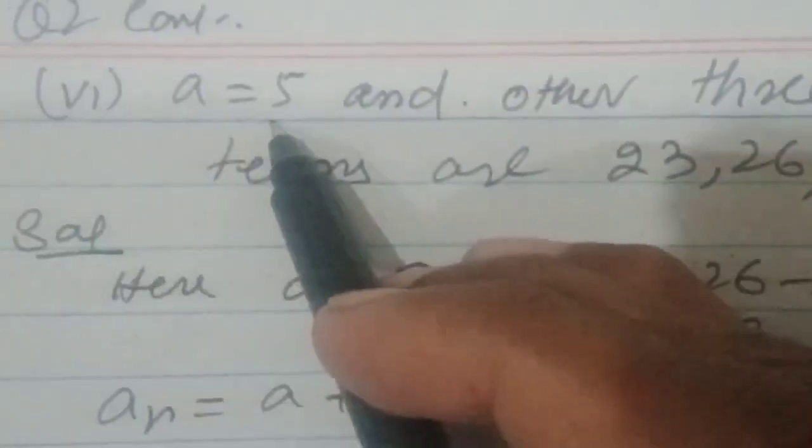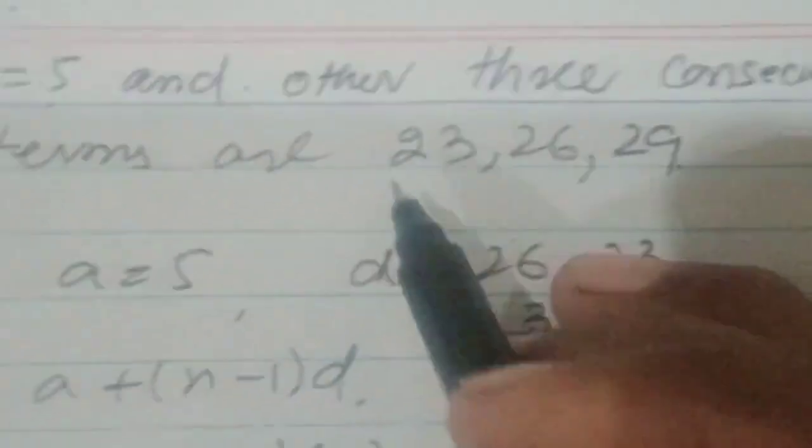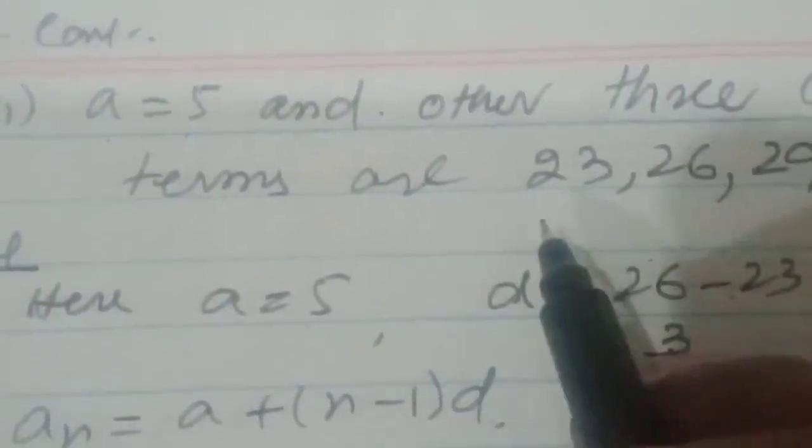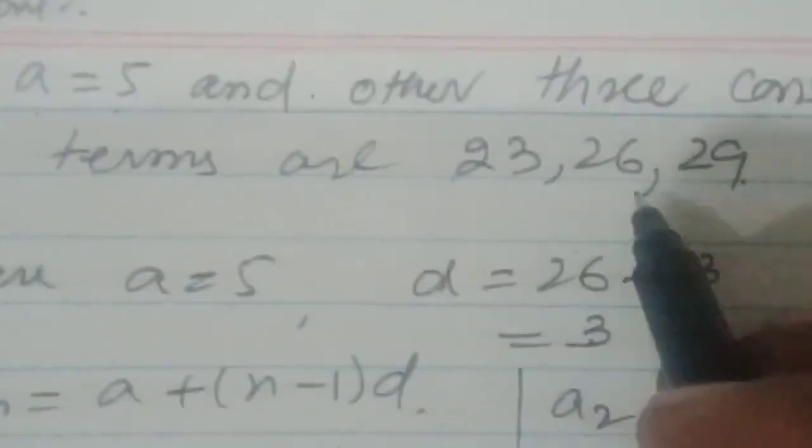Now the next part is the questions we have been given. Now take another example, question 2. Here a1 is 5 and three other consecutive numbers are given. This is a sequence whose first term is 5 and some terms are 23, 26, 29.